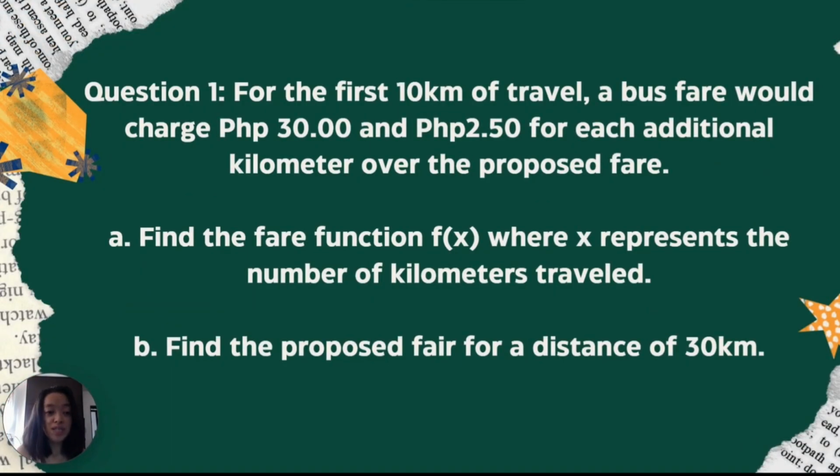So, for question 1, for the first 10 kilometers of travel, a bus fare would charge 30 pesos and 2.50 pesos for each additional kilometer over the proposed fare. A. Find the fare function, where x represents the number of kilometers traveled, and B. Find the proposed fare for a distance of 30 kilometers. So let's have Professor Sean explain question number 1 for us.